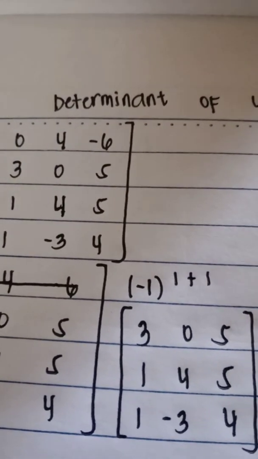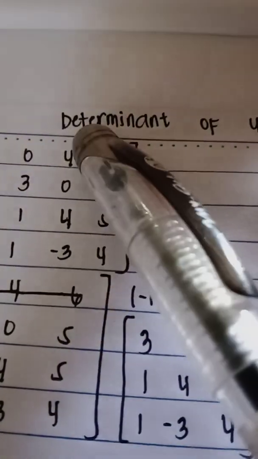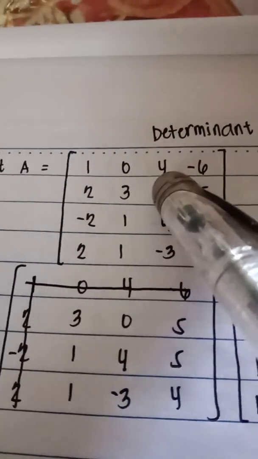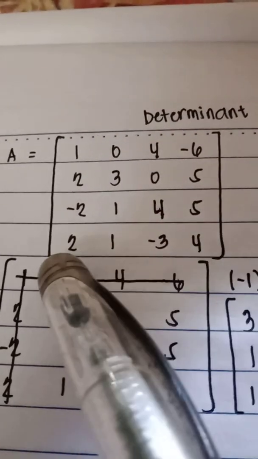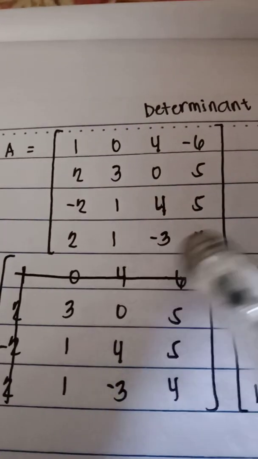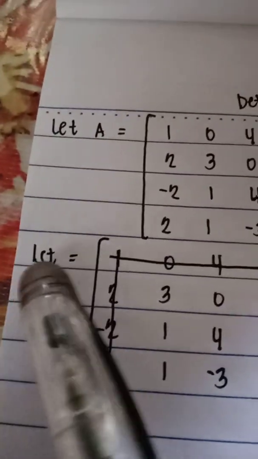For today's video, we will discuss how to get the determinant of a 4x4 matrix. So here, let A be 1, 0, 4, negative 6, 2, 3, 0, 5, negative 2, 1, 4, 5, 2, 1, negative 3, and 4. So first, we will eliminate the first row and the first column.